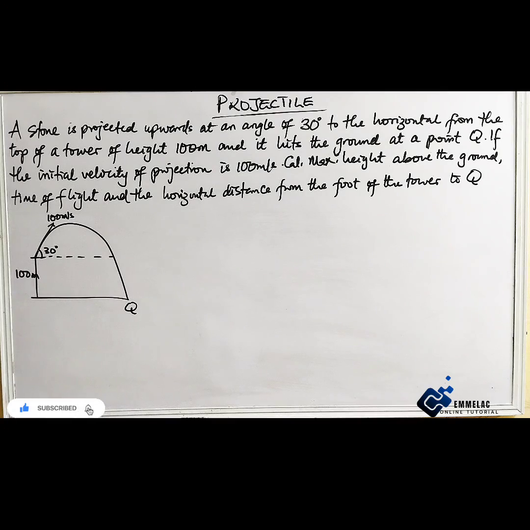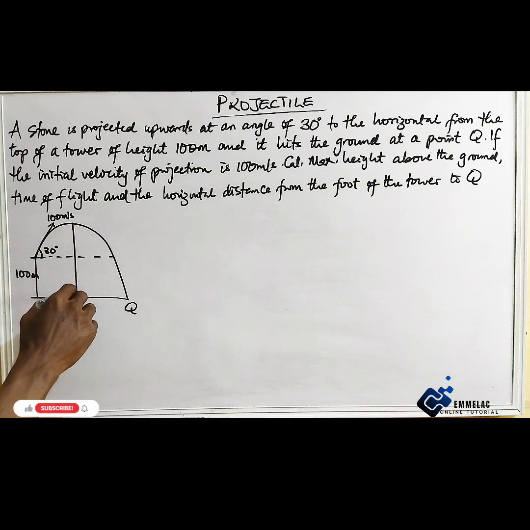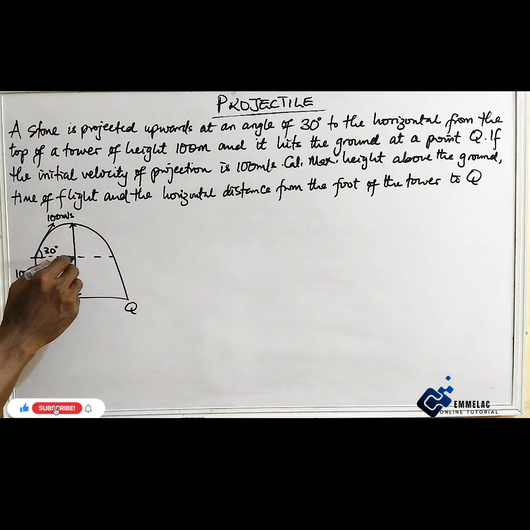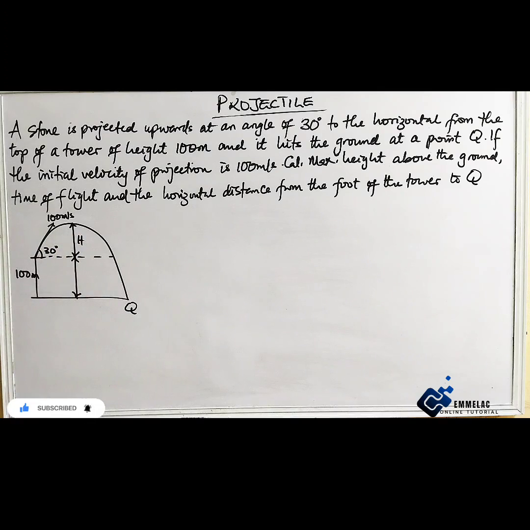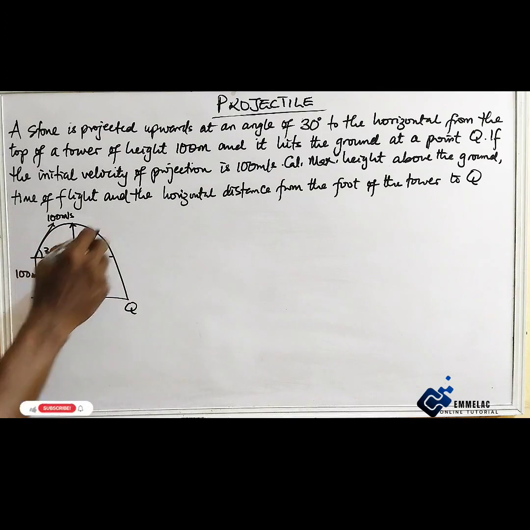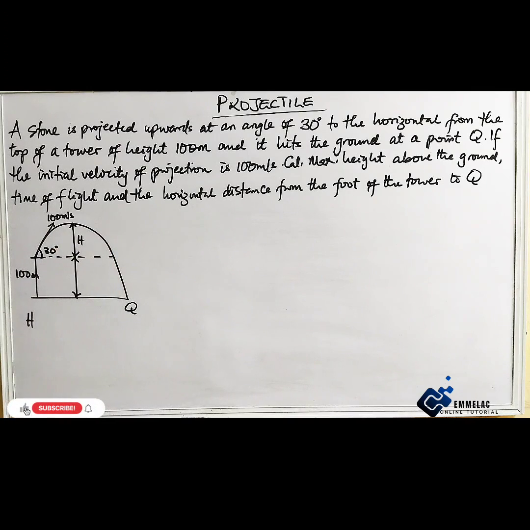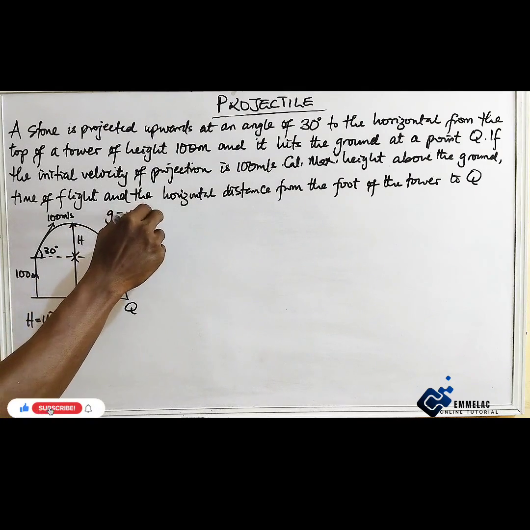We are told to calculate the maximum height above the ground, which means from here to here is what we need to calculate. So let us calculate from here to here. This is the maximum height of projection. So here we have that h, the maximum height of projection, is u squared sine squared theta over 2g. Our g is taken as 10 meters per second squared.